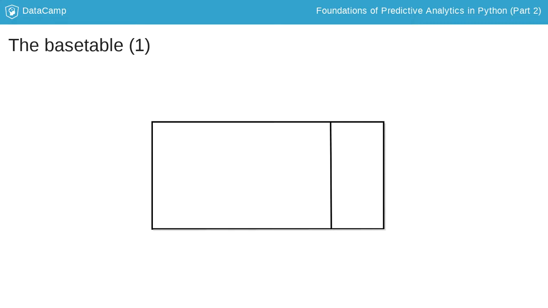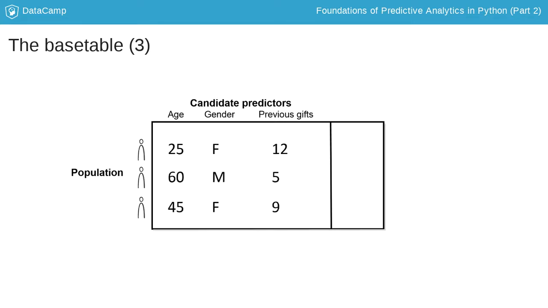There are three important concepts in the base table. The population is a group of people or objects you want to make a prediction for. The candidate predictors describe the objects in the population. It is information that can be used to predict the event. Finally, the target has information about the event to predict itself. It is 1 if the event occurs and 0 otherwise.